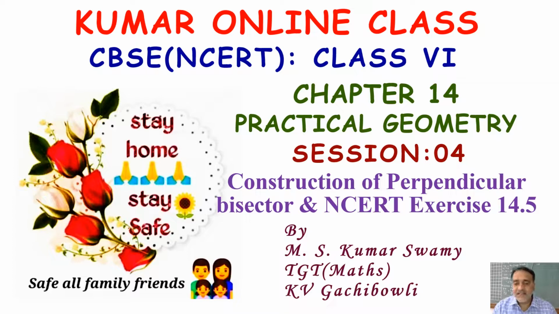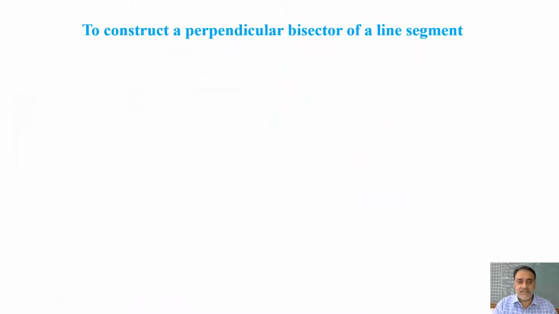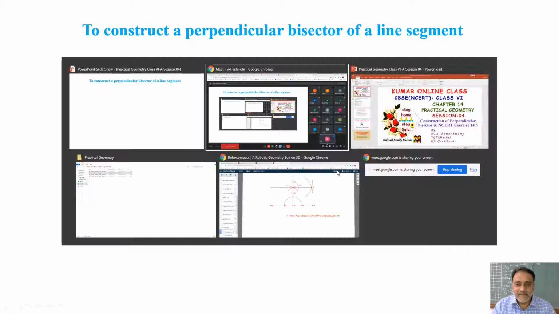So let us start the session. Today we are going to start session number 4 of chapter number 14, practical geometry. In this session we are going to learn how to construct the perpendicular bisector of a line segment, and we will complete exercise 14.5. So let us start with the first topic, to construct a perpendicular bisector of a line segment.